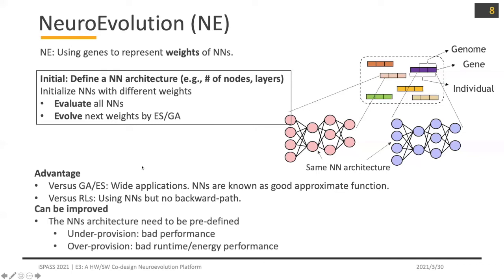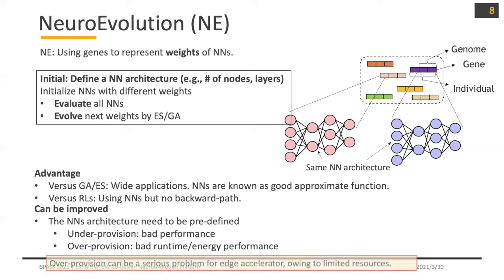However, there are some things that can be improved. Because we need to predefine the neural network architecture, we can run into the risk of under-provision, which leads to bad performance, or over-provision, which leads to bad runtime or energy performance. And over-provision can be a serious problem for edge accelerators because of limited resources.